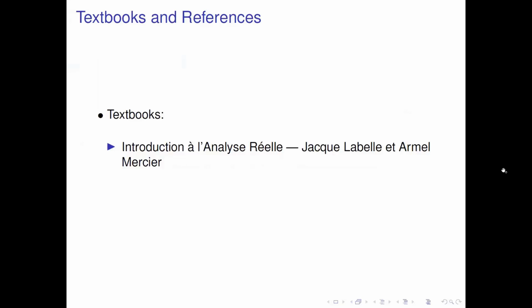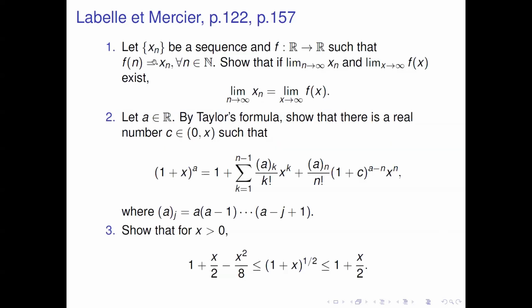Hi, questions in analysis in this textbook. Question 1. Let xn be a sequence and f be a function on the real field R such that f(n) equals xn for all positive integer n. Show that if those two limits exist, then those two limits are equal.